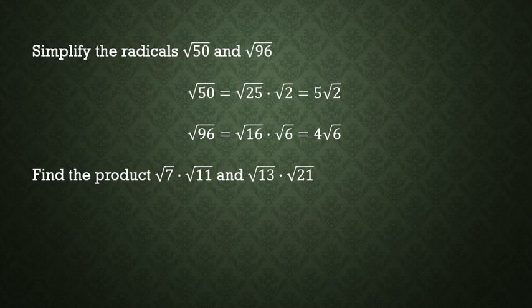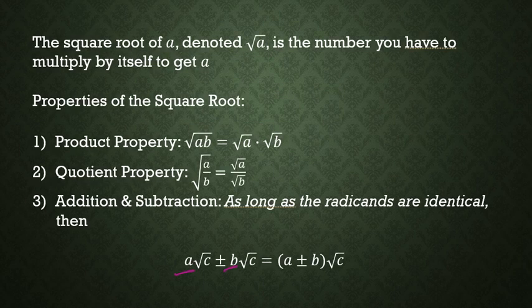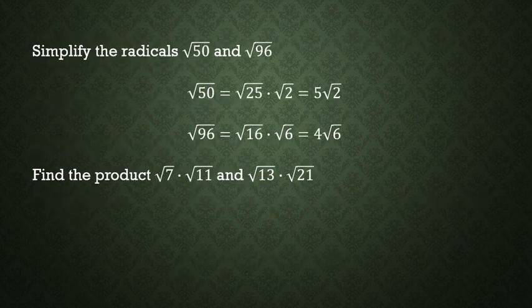So the square root of 7 times the square root of 11. Again, using this guy right here, now we're given this, and we want to turn it into something like this. So all we have to do is take the product of the numbers that are underneath those square roots. So this thing is going to equal the square root of 7 times 11, which is 77. So the square root of 77 is what we can turn that into.